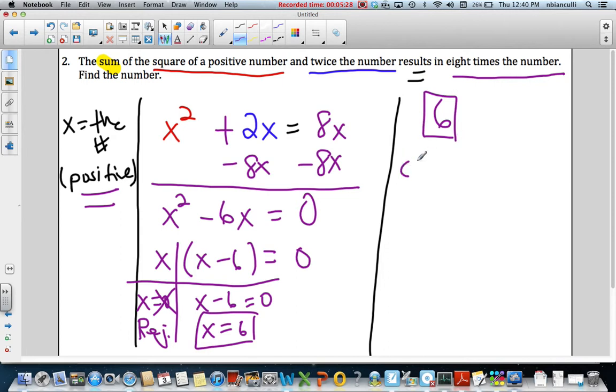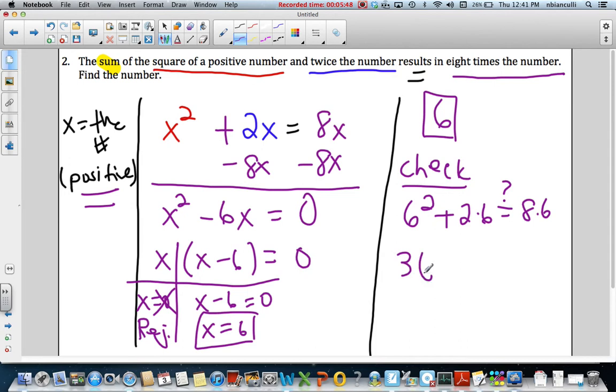Now, if I wanted to check this, I might say the sum of the square of the positive number, so 6 squared, plus twice the number, 2 times 6. Does that result in 8 times the number? Well, let's see. 6 squared is 36, plus 2 times 6 is 12. Does that equal 8 times 6, which is 48? And the answer is yes. 36 plus 12 is 48, so this works.